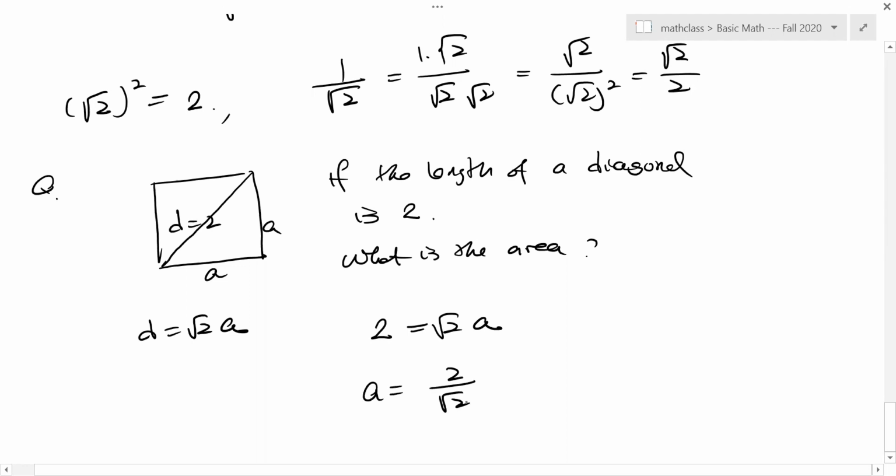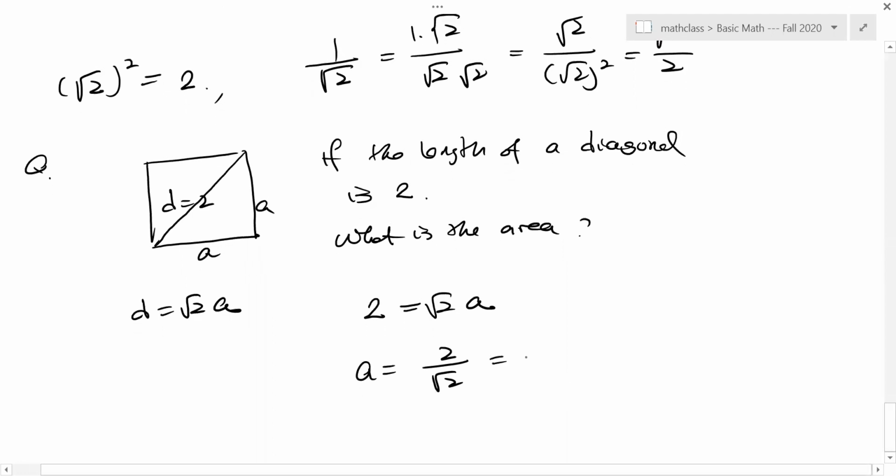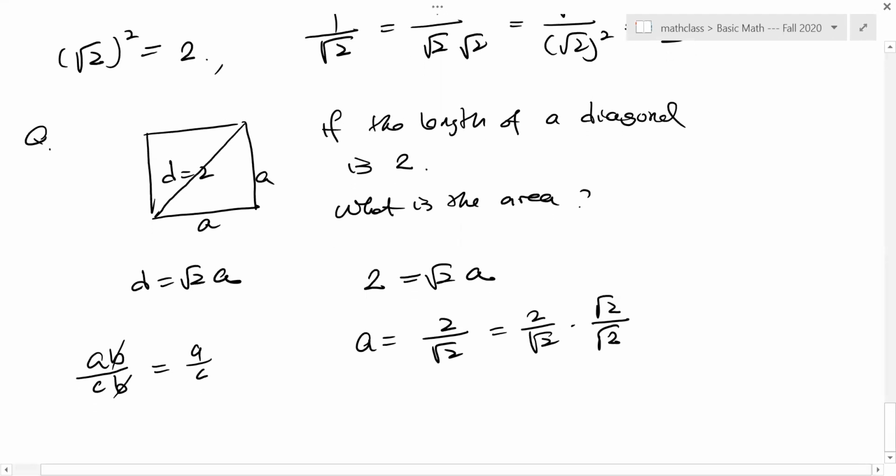Now, can we simplify it? We're trying to rationalize. So it's 2 over square root 2, and I multiply the numerator and the denominator by square root 2. You do not essentially change the number, because this can be canceled out. Important: if A times B over C times B, then that's going to be A over C. The B will be canceled if both B's are the common factor.